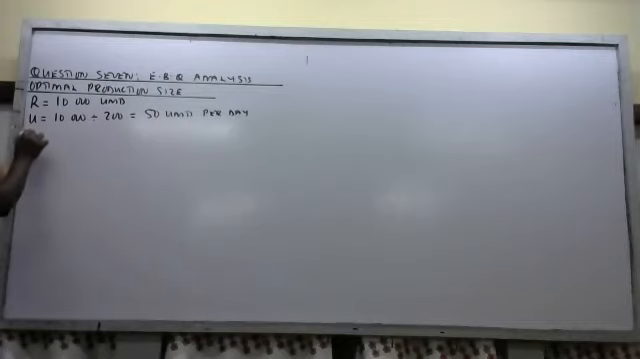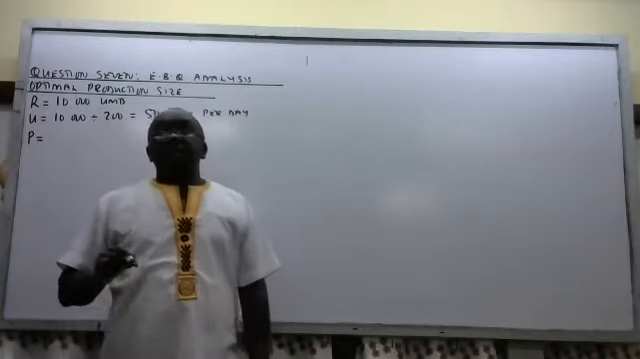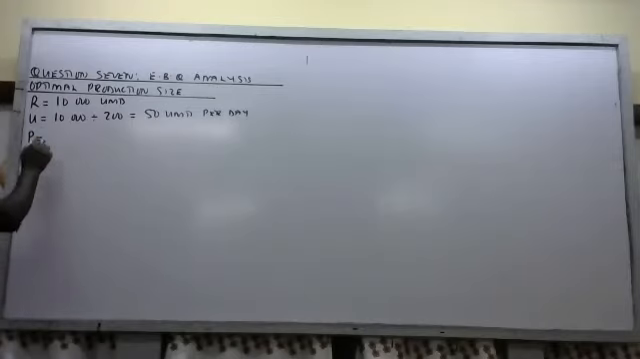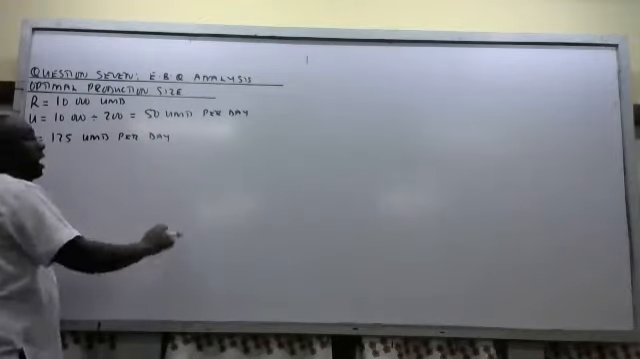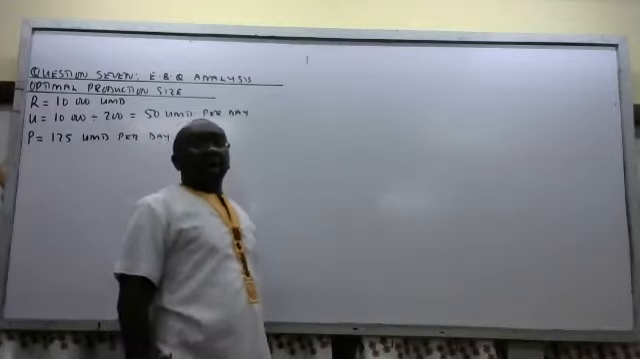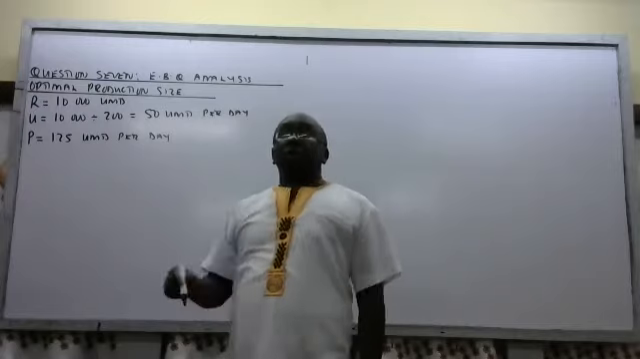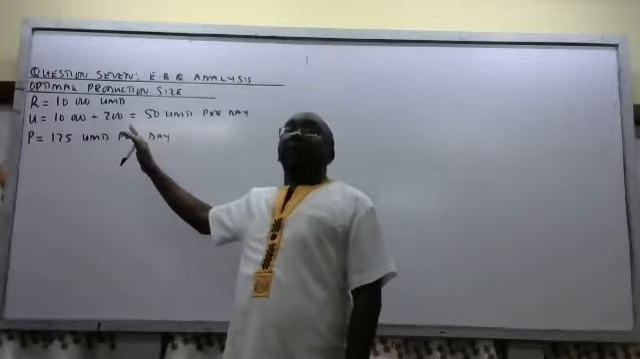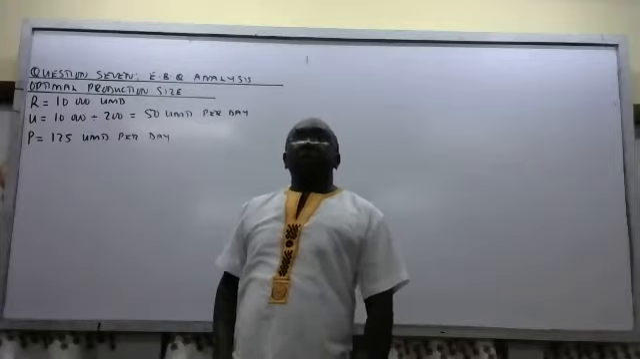Then there is P. P is the production rate, given as 125 units per day. Now, what you should notice here is that P and U must be within the same time frame. Both are per day, because in the formula we will compare them. You cannot compare when they are in different time frames, for example one per week and the other per day. It will not be okay.